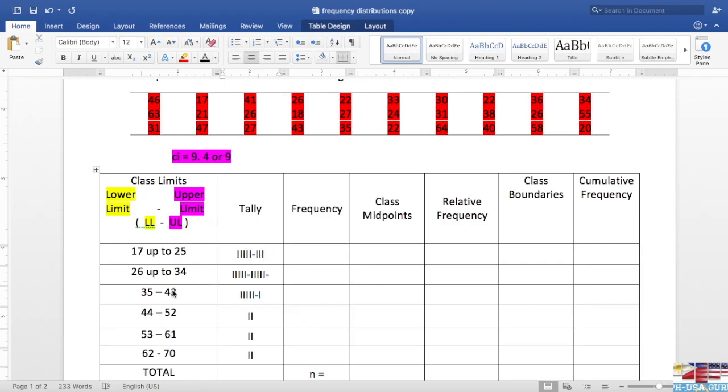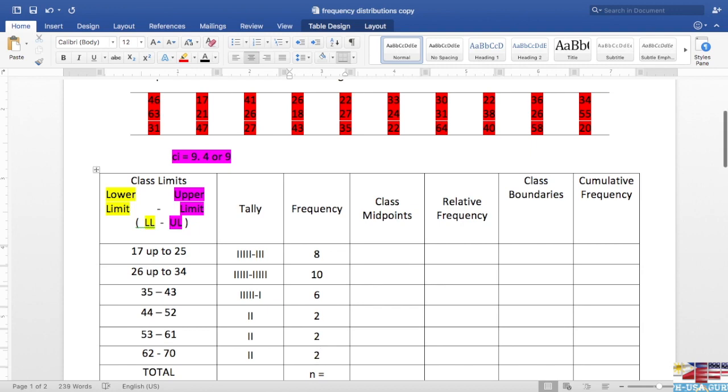So let's make the tally into frequency, and frequency is the numerical value of the tally. So this is 5 plus 3. We have 8. And then this is 5, 10. So there are 10 drivers under the influence of alcohol at the age of 26 up to 34. And then there's 6, 2, 2, and 2.